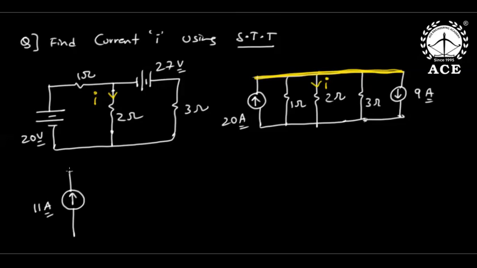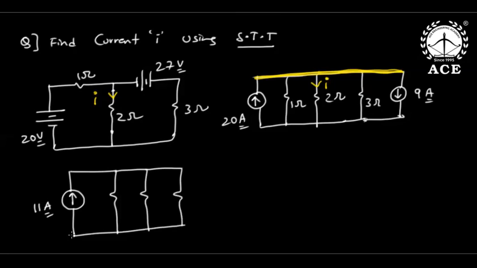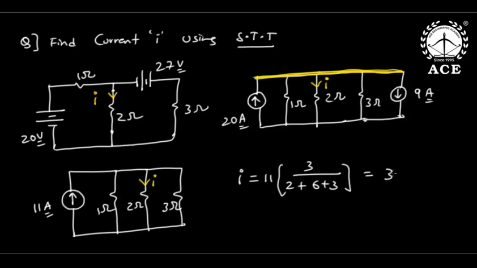And here these three are parallel. Passive elements don't disturb. Now I can happily do current division in 3 branches. We know the current division formula. This current is total current into product of the remaining two over the sum of products: 3 by 2 plus 6 plus 3. It is finally 3 amps.